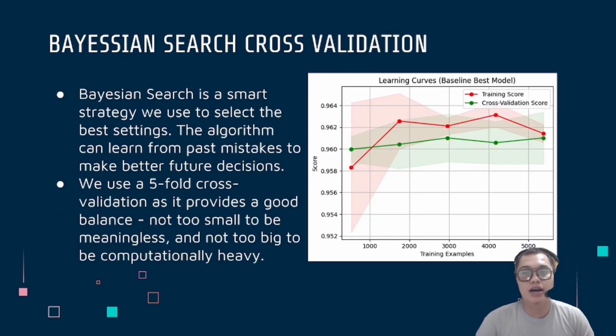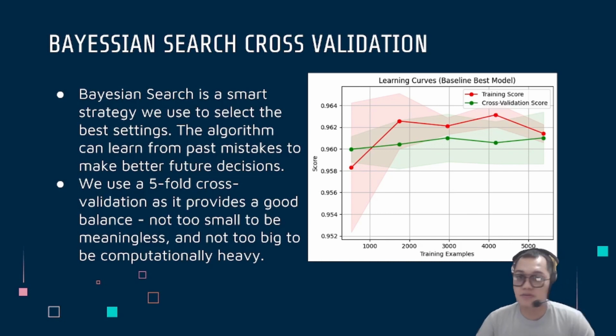To overcome this overfitting, I use Bayesian search cross validation, where Bayesian search is a smart strategy we use to select the best settings. The algorithm can learn from past mistakes to make better future decisions. This is the bias-variance trade-off.